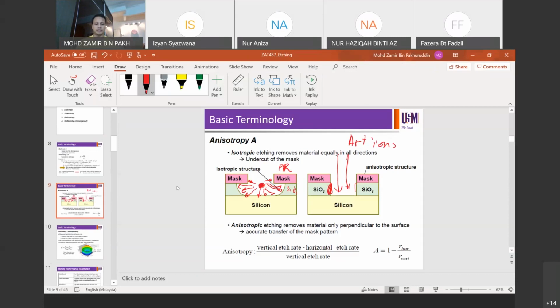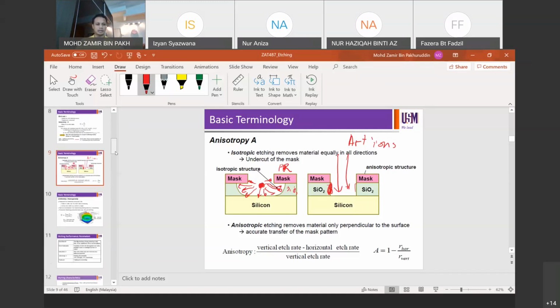Anisotropy is defined as vertical etch rate minus horizontal etch rate, over vertical etch rate. So how vertical is that, in ratio? You can simplify that as vertical over vertical, which is 1, minus horizontal over vertical. So 1 minus horizontal versus vertical material removed, and then you can define your anisotropy.